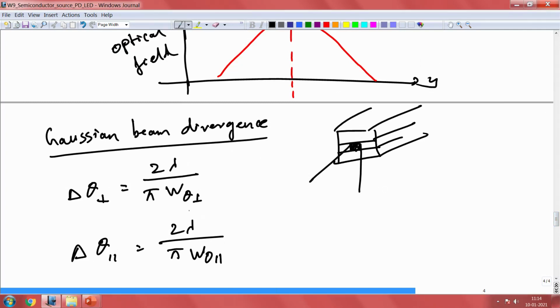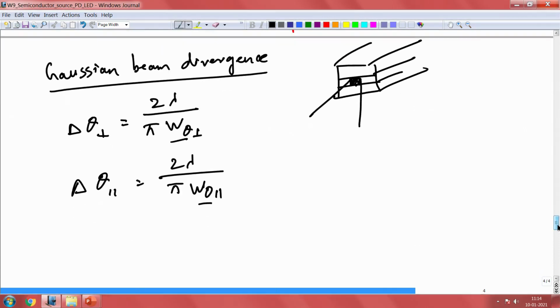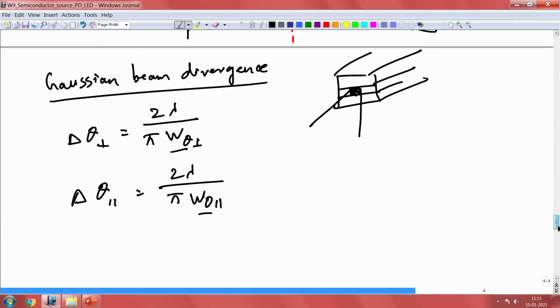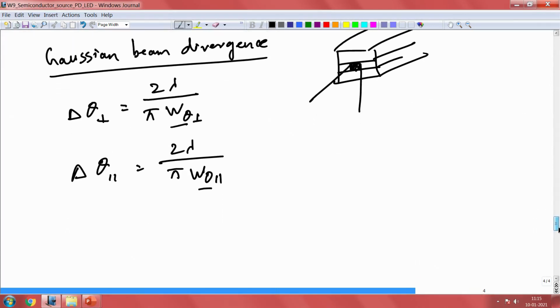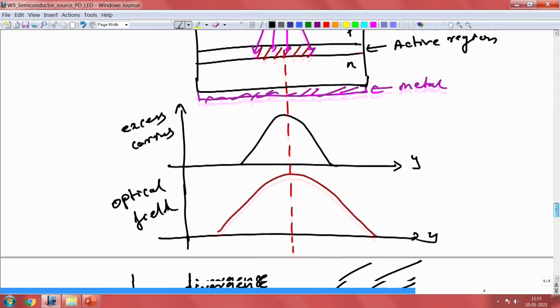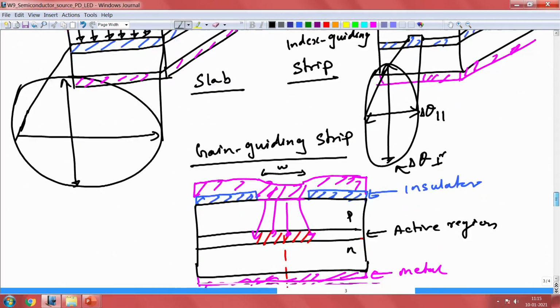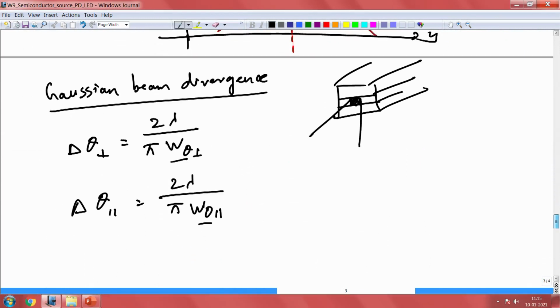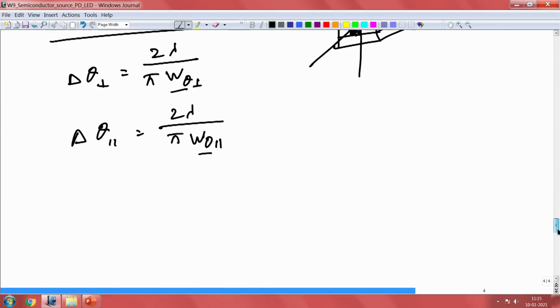So, as you can see here, when you go for very small widths, or very thin waveguides, you will have larger divergence. That is very apparent from this. So, that is something that you should also note down here. That is all about the physical phenomena that we see here.